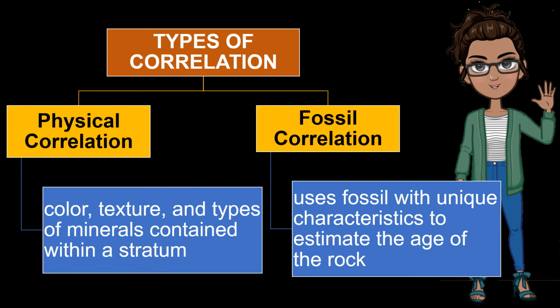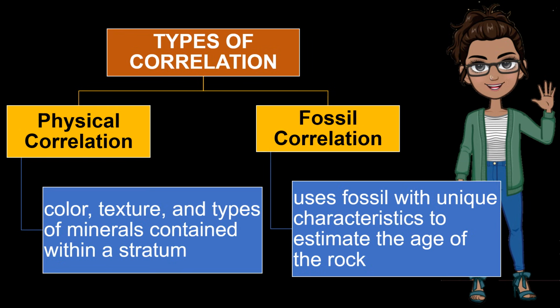There are two types of correlation: physical correlation and fossil correlation. Physical correlation is accomplished by using a number of criteria such as color, texture, and types of minerals contained within a stratum, which make it possible for geologists to classify a particular stratum specifically.